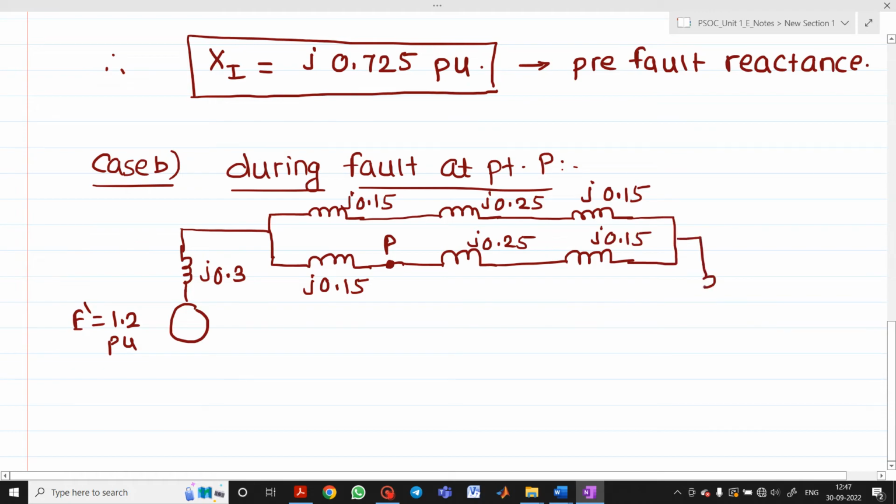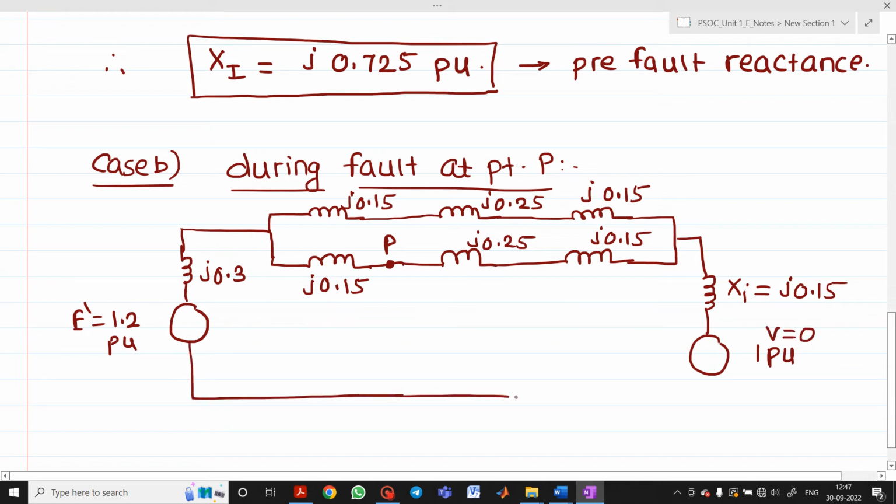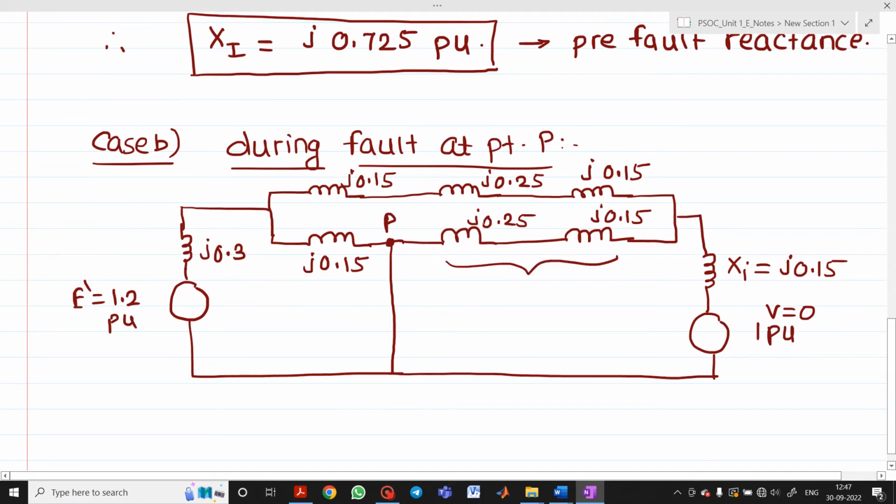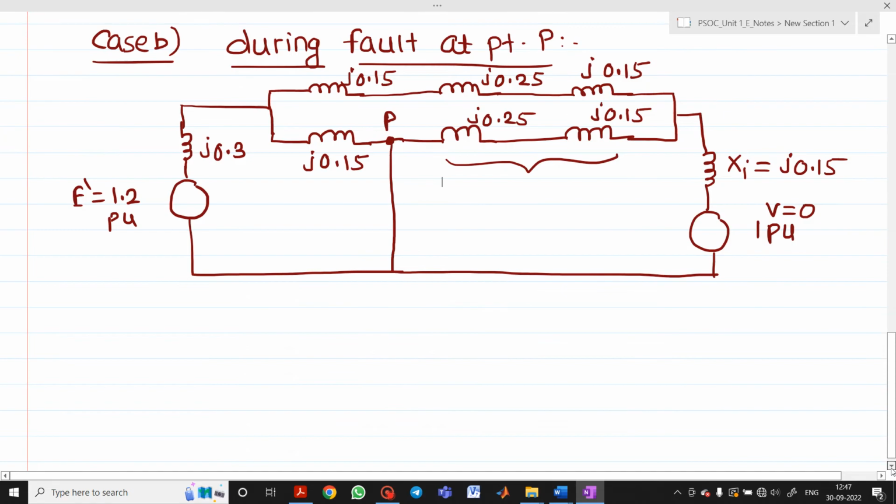After that, we have a value of xi. What is that value of xi? It is j0.50. And here now you will have 1 per unit, which is nothing but V. And I am going to connect this. So this will be your reactance diagram, and it should be connected here. Why? Because the fault is there. Now I will add these reactances because they are in series. I will add these two also because they are in series. So I will redraw this diagram again.